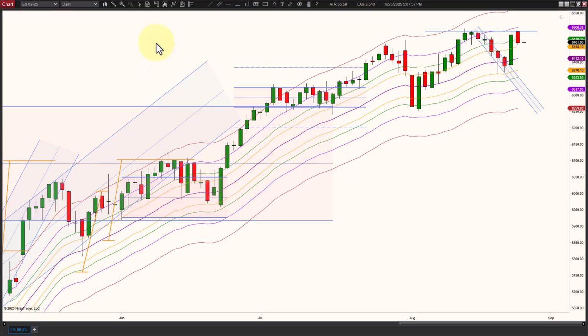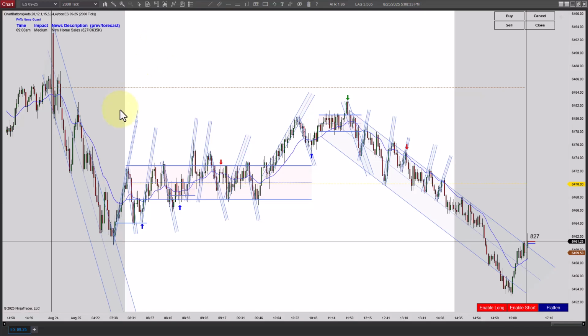But let's flip over to the 2,000 tick chart, take a look at it, go through the trades, and we'll try to wrap this day up. Okay, here we go. You can see we traded down during the overnight. We were just kind of working sideways for most of the morning, and we broke out, had a couple of legs up, and then we trended down the rest of the day.